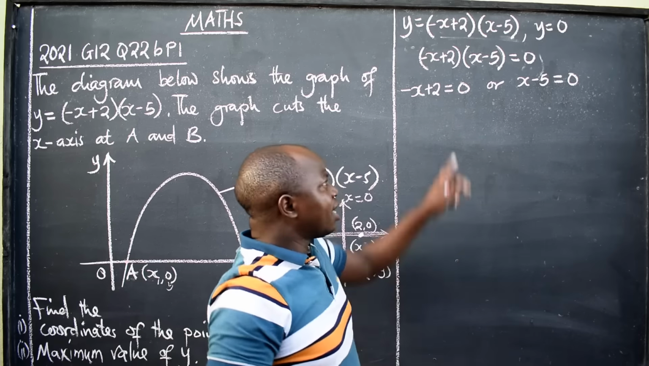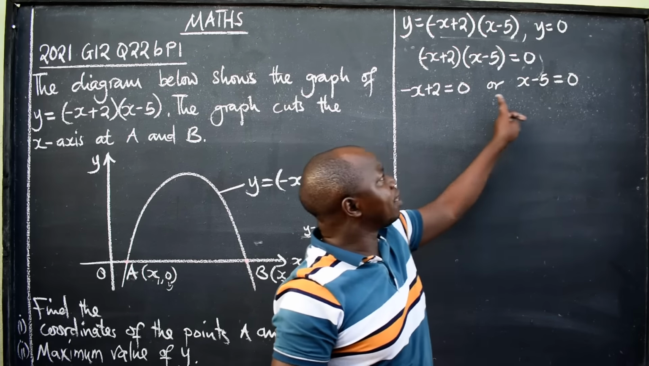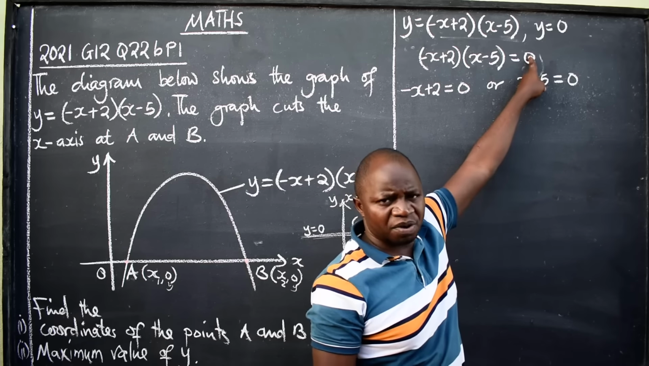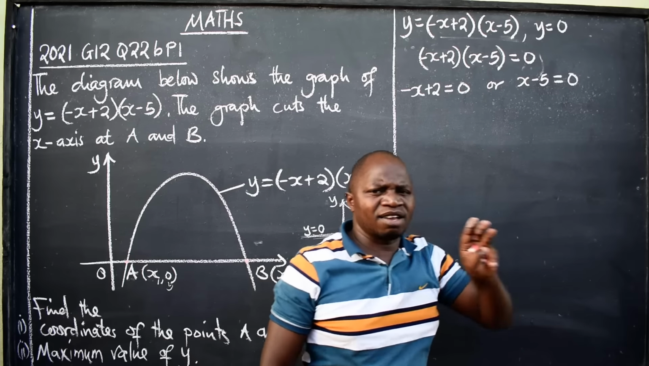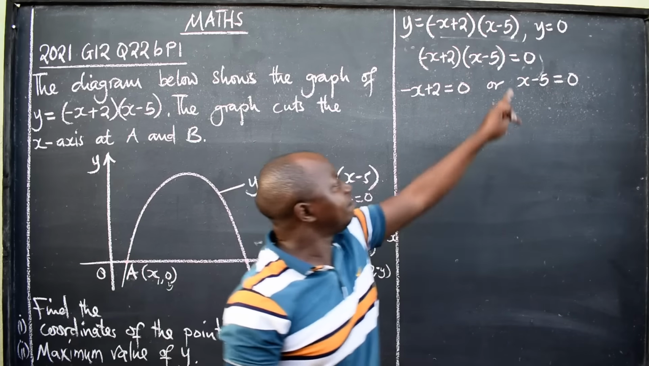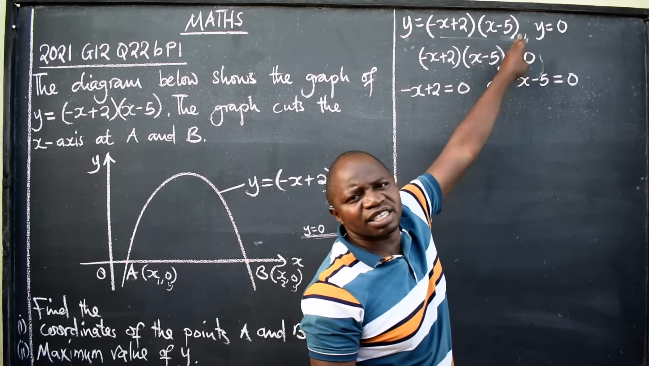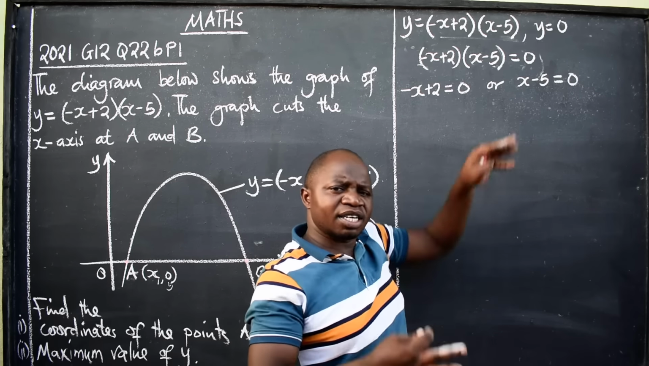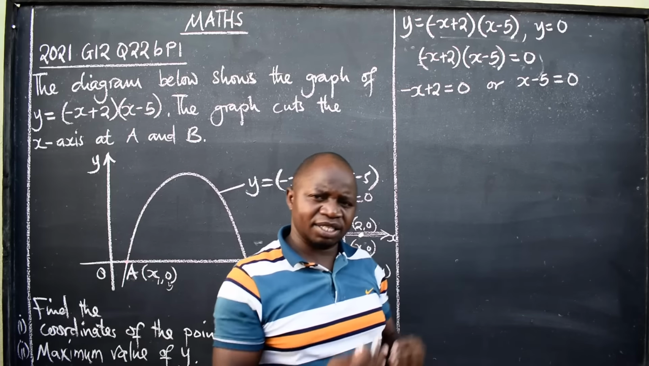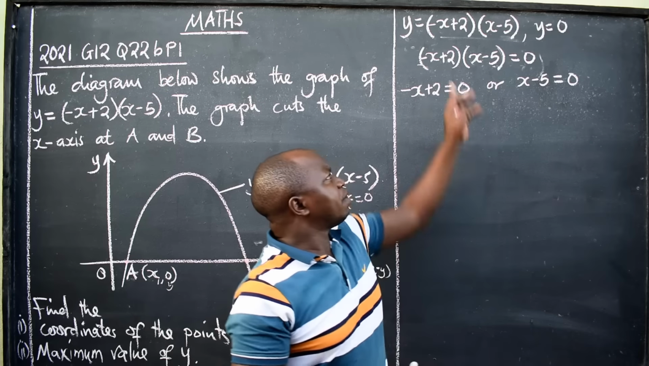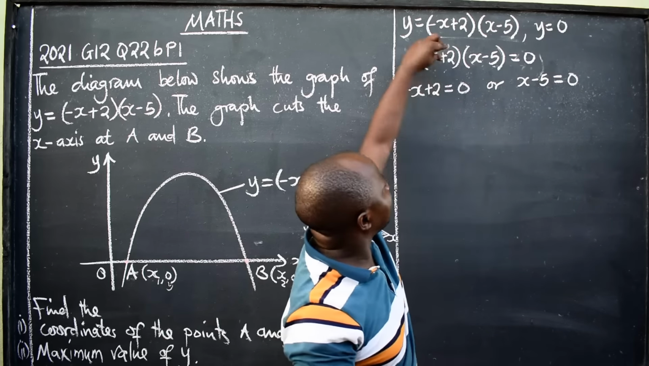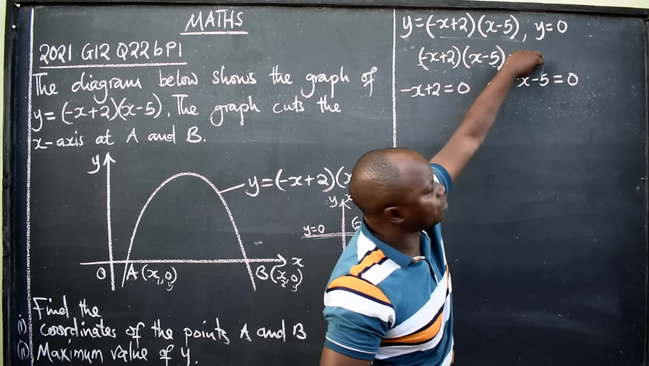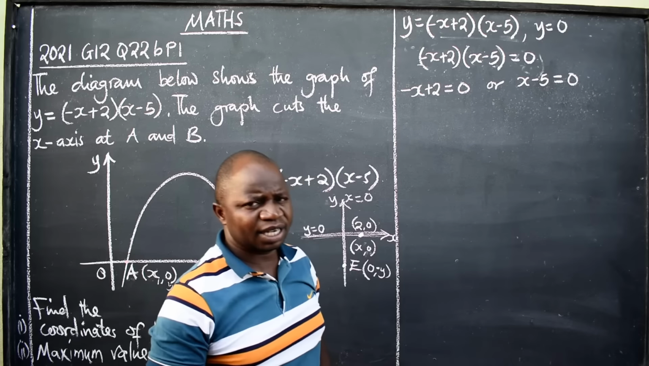Please only apply this method if the equation is equated to 0, not any other number. If it was equated to 1, negative 7, any other number, expand this. Get that quadratic equation, that's the one you are going to solve. But for as long as it is equated to 0, just equate them. This equal to 0, this equal to 0. I hope that information is clear.